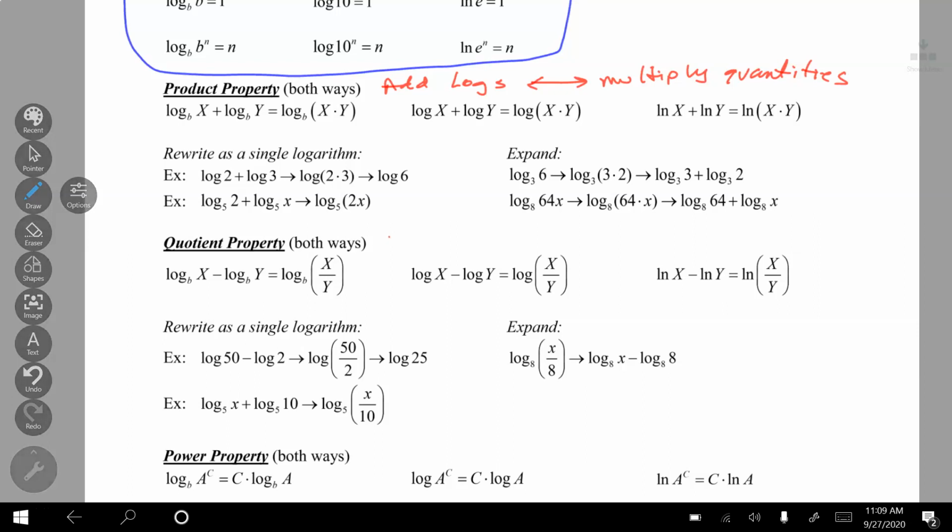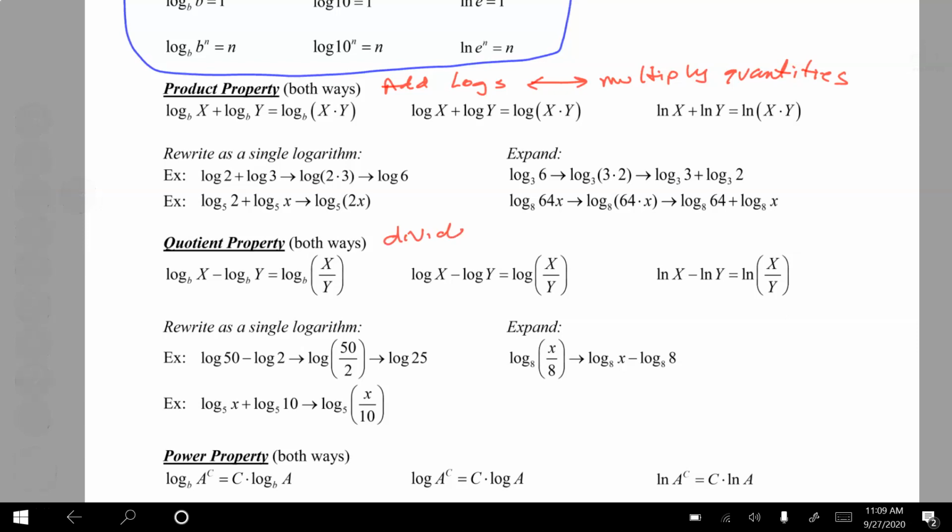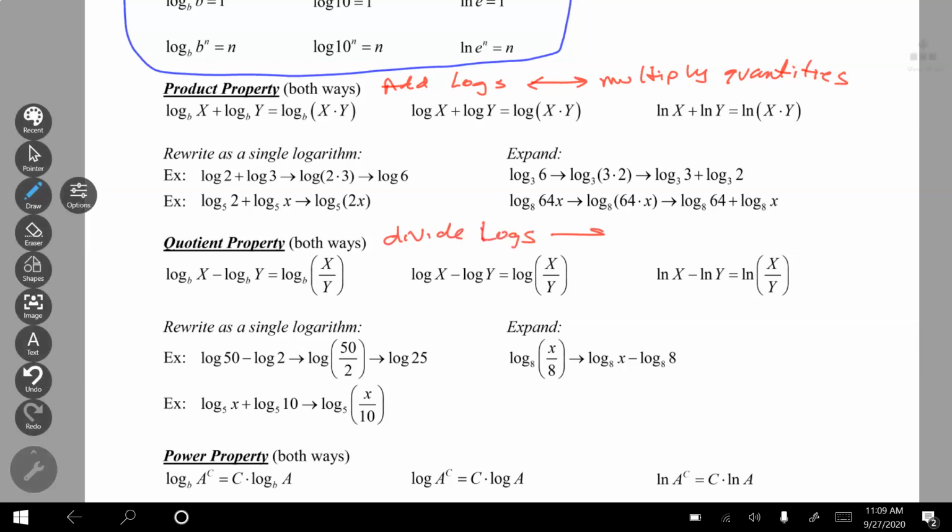The quotient property is that when we subtract logs, we divide the quantities. Okay, same idea. So log of 50 minus log of 2 is really log of 50 over 2, which is log of 25, and vice versa.